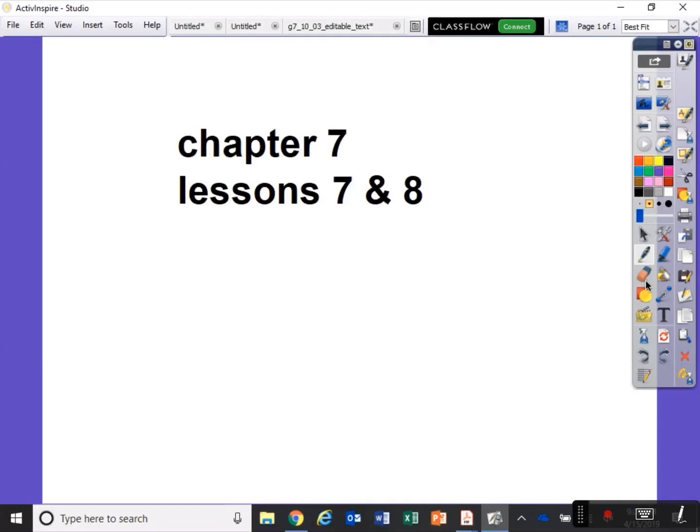Chapter 7, lessons 7 and 8. We're going to cover 2 lessons today because lesson 7 is pretty simple. Then we're just going to knock out lesson 8 too. You're going to have a quiz Thursday, so this way we can have 2 days of practice over it, because lesson 8 is not hard, it's just different. Okay, not difficult, it's just different.